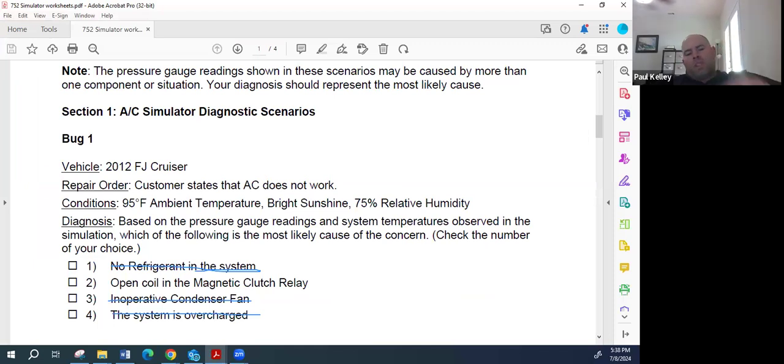Open coil in the magnetic clutch relay is the correct answer. Congratulations to everybody who saw that through.